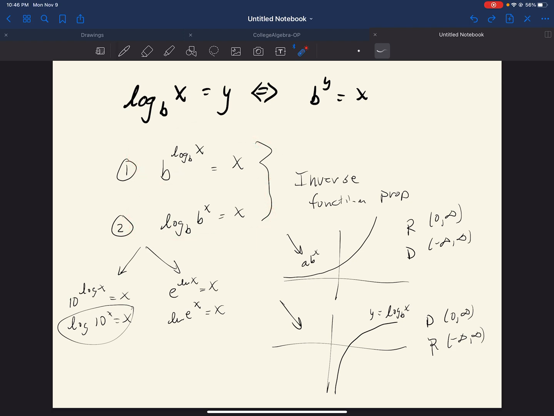At that time, this is still the notebook I used, I called them the inverse function properties. And I said they were the inverse function properties because if you had an exponential function and you took the line y equals x and reflected it across, this graph that reflects is exactly the graph that we get for a logarithm. And so these are, in fact, the inverse function properties.